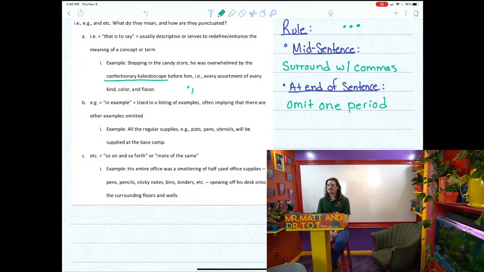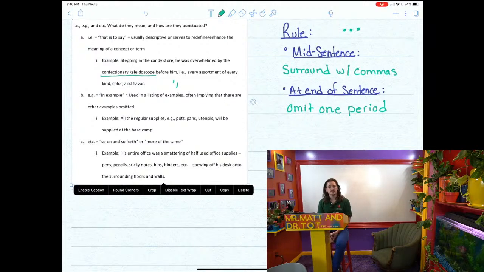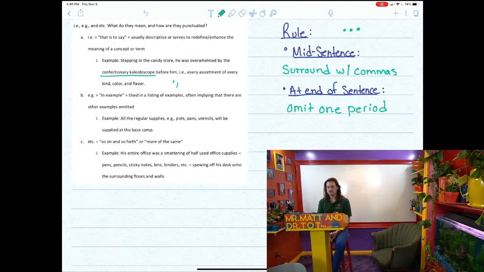E.g., as I said, is used in a listing of examples, and oftentimes it implies that there's other examples that are omitted. So you could have said more, but you didn't. You're just giving a few examples to illustrate a point. So that's the main difference between i.e. and e.g.